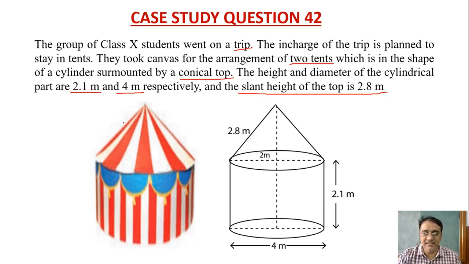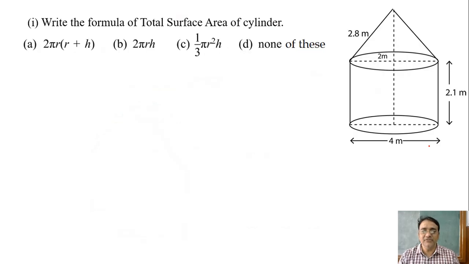So this is the tent and this is the layout, with the dimensions. Now based on this condition, some questions are there. So we'll see the first question. Write the formula for total surface area of cylinder. Which option is the correct one? Total surface area, not with respect to this diagram. This is a general question. 2 pi r into r plus h.